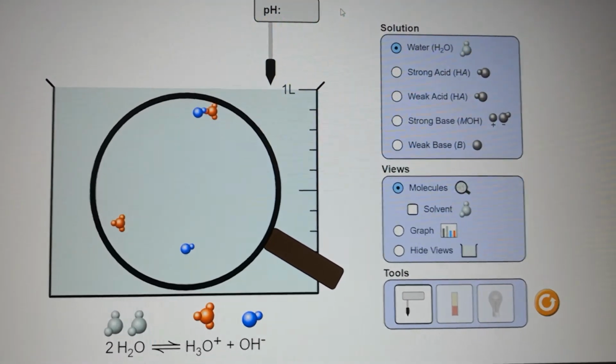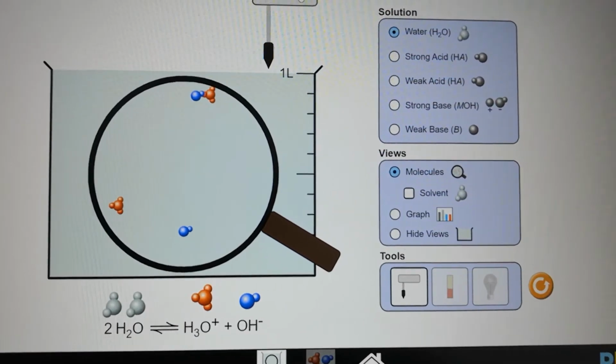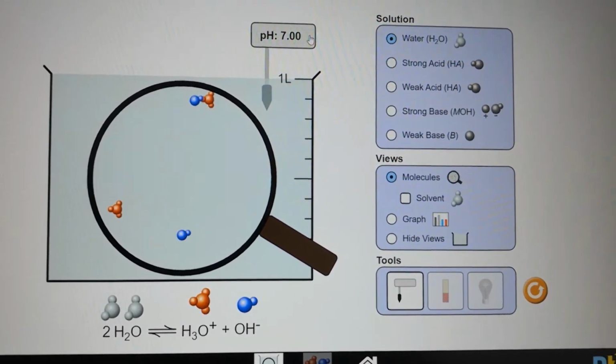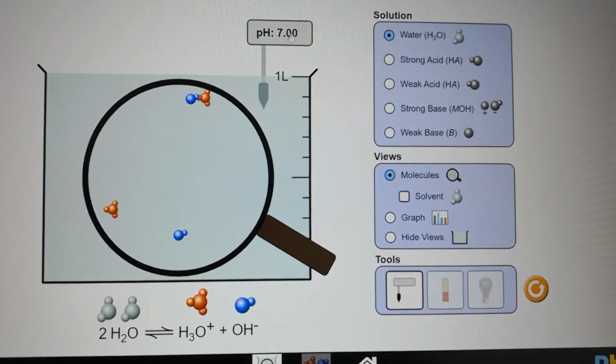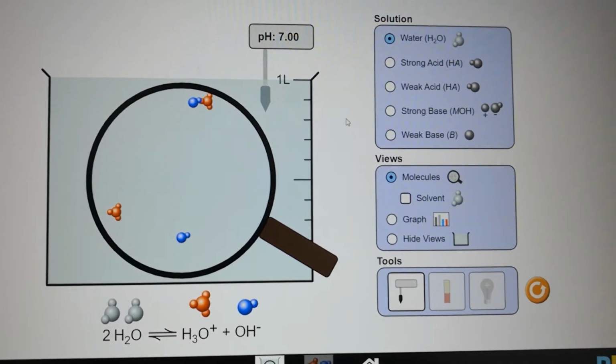So you learned about pH and that it tells you how strong an acid or a base is. It can give you a number on a scale of 1 to 14. So here you can see 7, and 7 you know is neutral. So this is water, it's neutral.